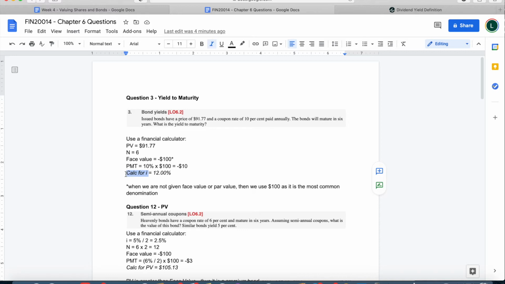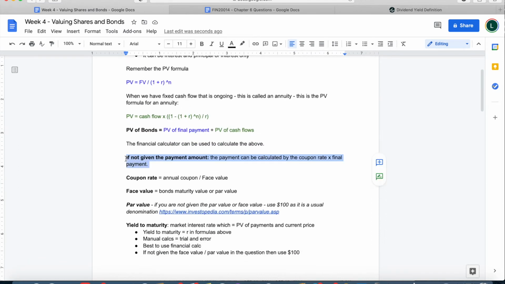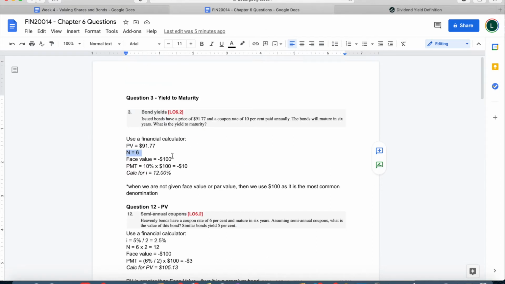So here, as I said, that's what we're calculating. We're calculating the I portion. So in your financial calculator, you go comp I. As we're not being told what our face value is, that is negative $100. Our PV, we're told, is $91, our N is 6, and our payment is 10%, which is our coupon rate of the face value. So if we jump back into this, if we're not given the payment amount, the payment can be calculated by the coupon rate times the final payment. So that's important to know. Okay, so here we go. There are all our calculator inputs, and you input it in and you get 12%.